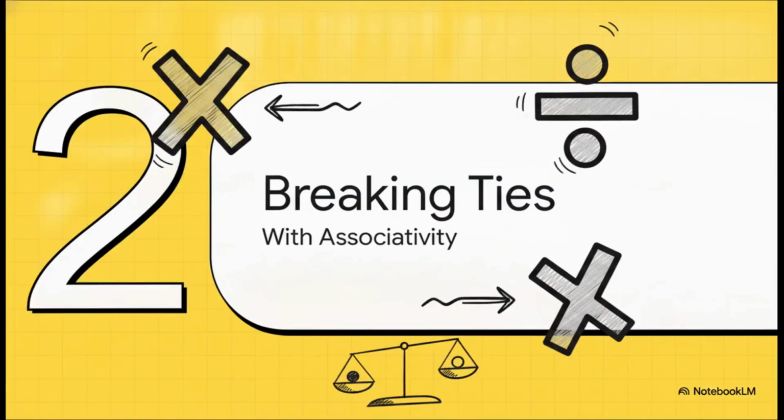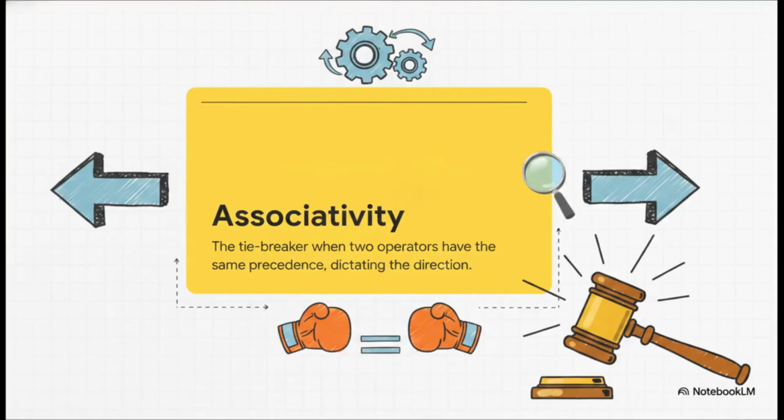Moving right along to Section 2, breaking ties with associativity, the ultimate tiebreaker. And that's exactly where associativity comes in. You can simply think of associativity as, well, the ultimate tiebreaker. It's a strict directional rule. It tells the compiler whether to read the expression from left to right or right to left, whenever two operators with the exact same precedence are fighting for attention.